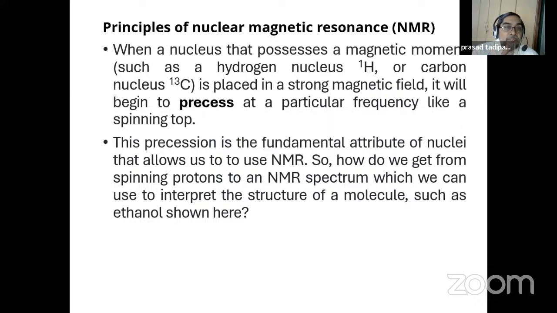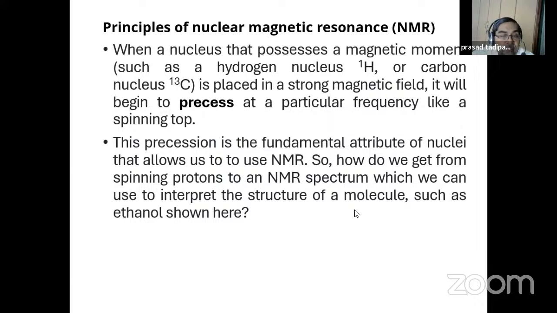That means it rotates, like how the Earth rotates about its axis. That is precession, like how a top precesses around its axis, or how the Earth spins around its own axis. This precession is a fundamental attribute of nuclei that allows us to use NMR. So how do we get from the spinning proton to an NMR spectrum? We can use it to interpret the structure of a molecule, such as ethanol.